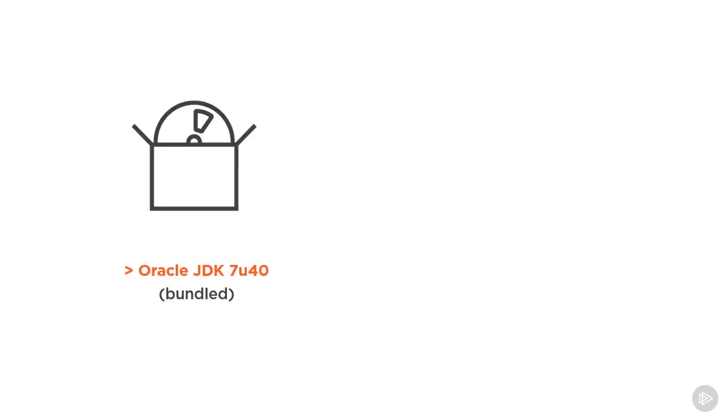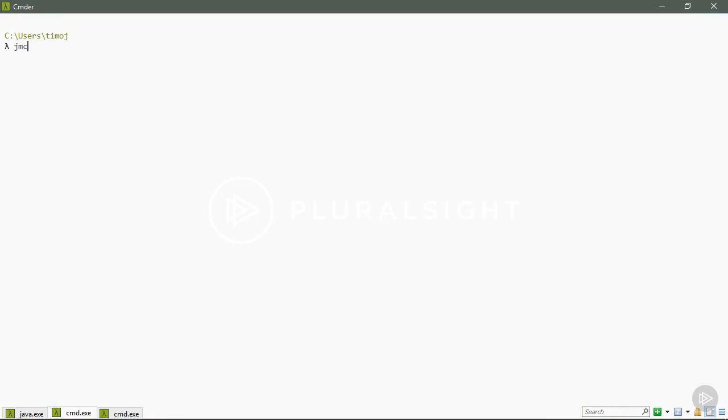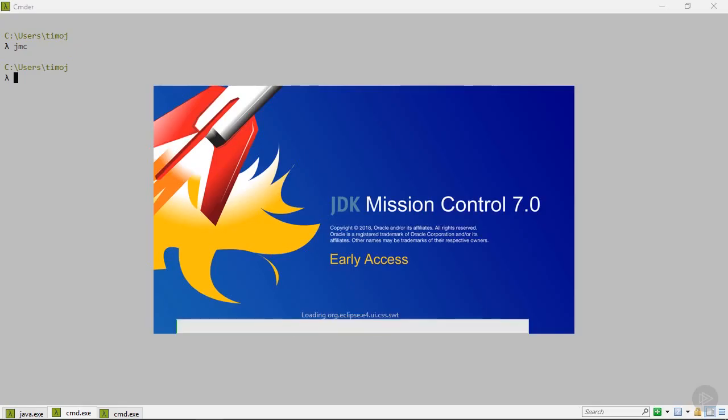If you're running Oracle JDK 7 and above, then JMC is already bundled in your Java bin directory. And if your path is set up correctly, you can simply type JMC on your command line to launch it. In OpenJDK 11 and higher, JMC may not be bundled and may require a separate download. In that case, you can go to jdk.java.net/JMC, download and install the JMC binary for your operating system, configure your path, and now you can launch by running the JMC command.